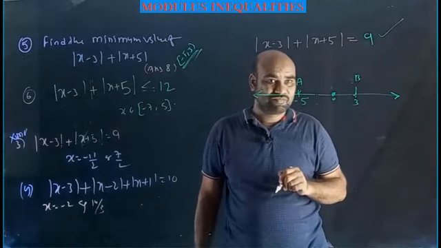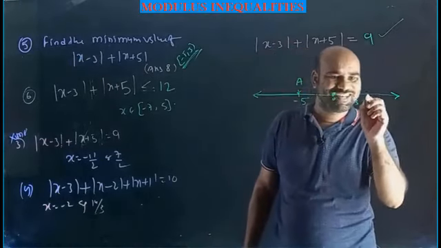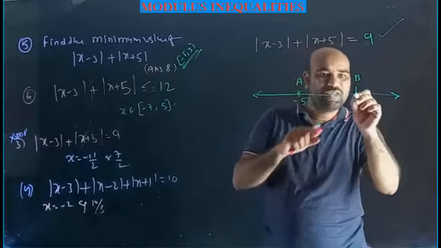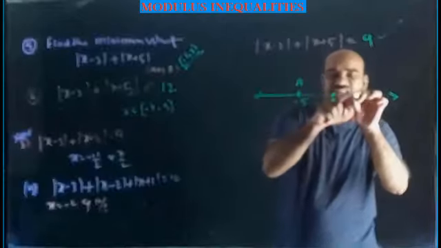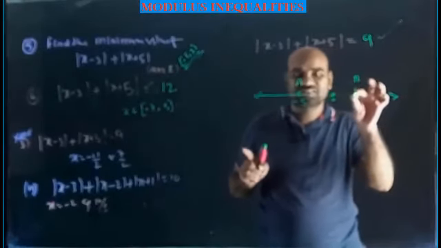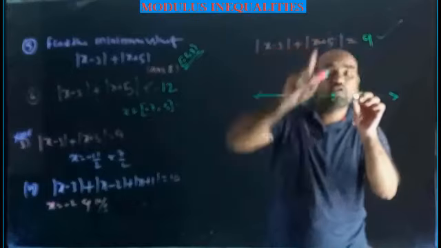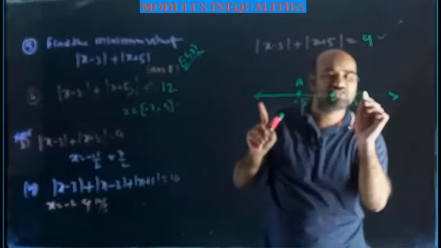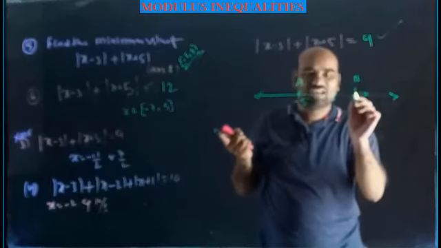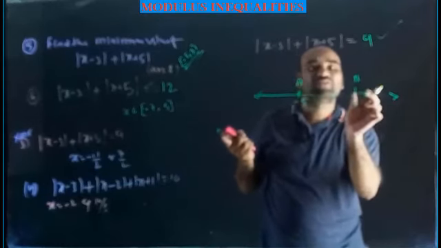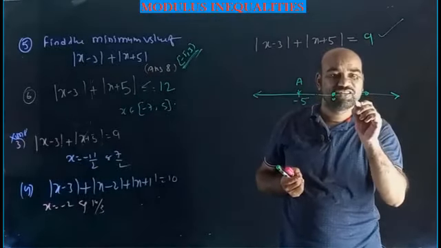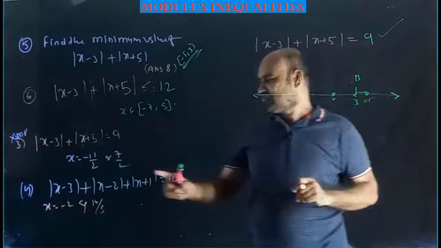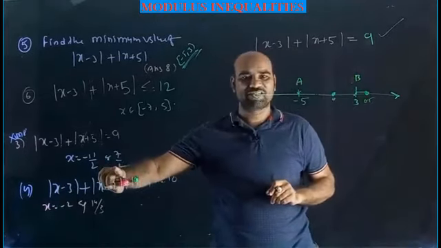Interesting step. They should meet beyond B. For example, up to B here only, A should travel, and the total distance is now 8. One more unit they should travel together. So 1 by 2 means 0.5. 3 plus 0.5, 3.5 is one of the solutions of the problem.